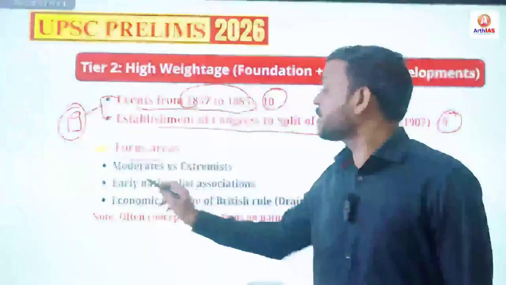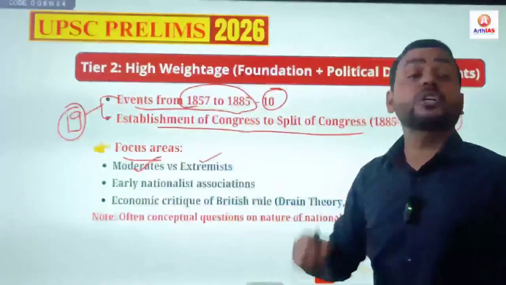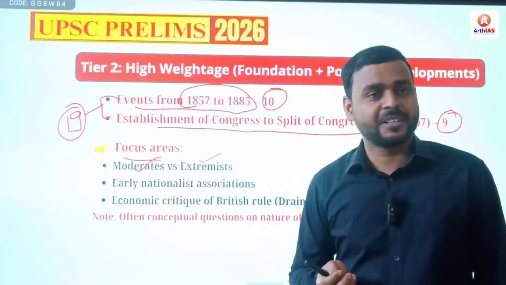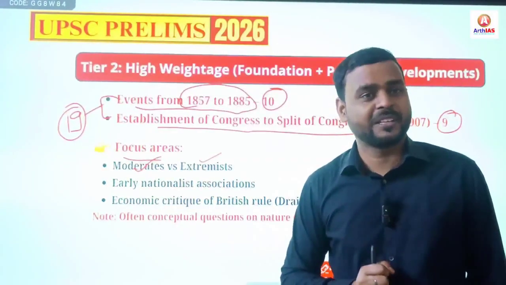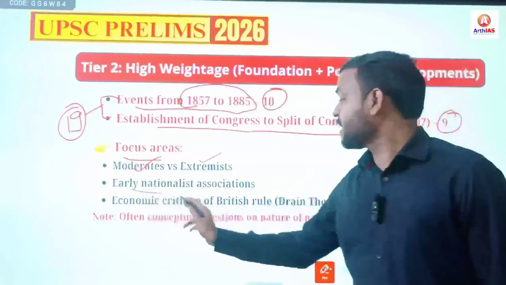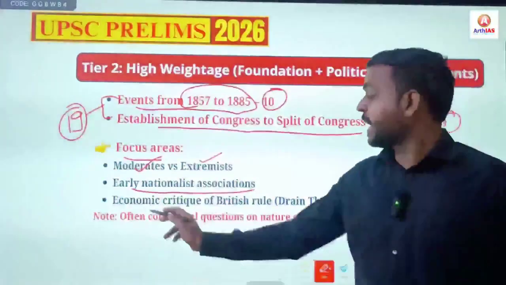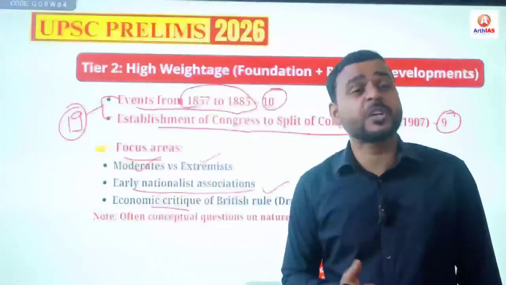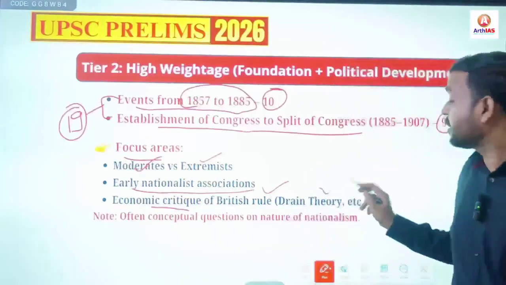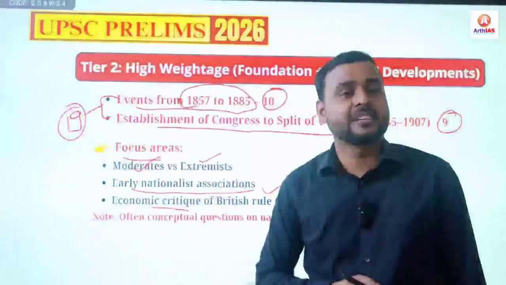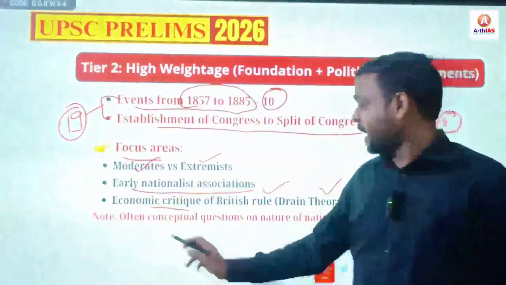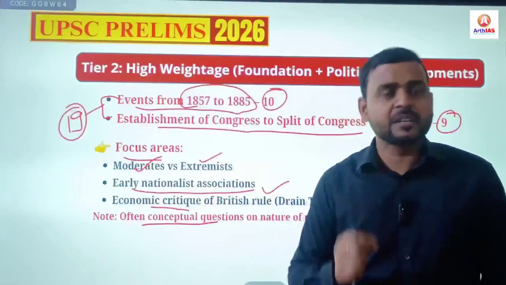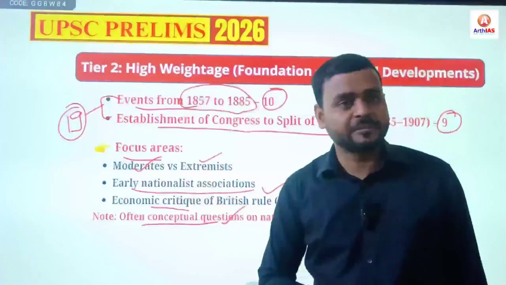Clear? Focus area. So here you will focus on moderate leaders, extremists, their organizations, their journals, their members, right? Early nationalist associations, already I have told you, and economic critique of British rule. For example, Dadabhai Naoroji, very important. He gave the drain of wealth theory, right? And mostly conceptual questions are there. Sometimes factual question may be asked, but mostly conceptual questions are asked.